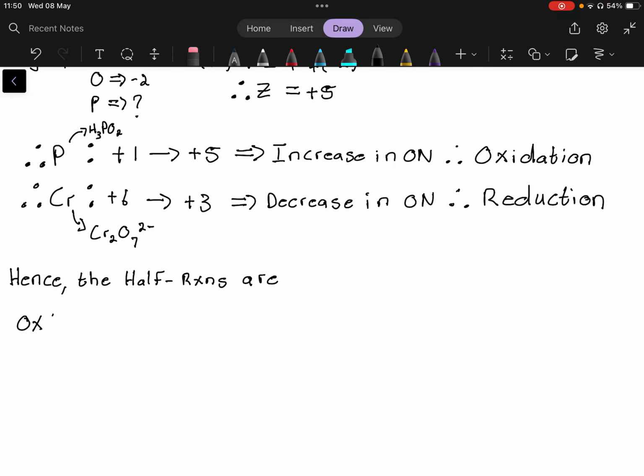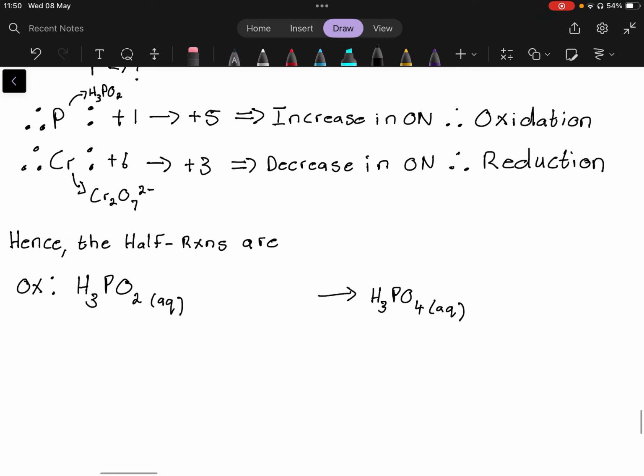The oxidation half reaction is the one where H3PO2 aqueous. Leave some space because we're going to balance them now, so you're going to add some stuff. H3PO2 is oxidized to H3PO4 aqueous. Right, so that's the first one, and let's just write the reduction reaction as well.